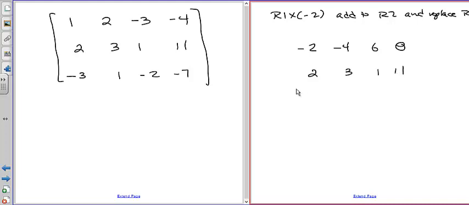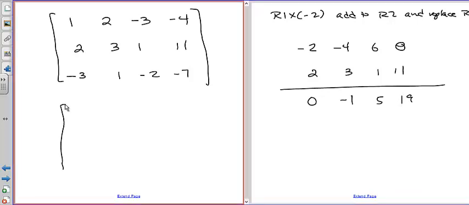And again, I chose this number so that when I added these two together, you get 0 in the first entry. So you get that. Here you get negative 1, 5, 19. Okay, so now I can replace row 2 with 0, negative 1, 5, 19.